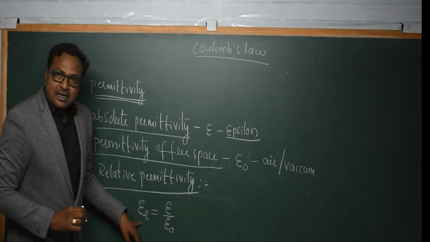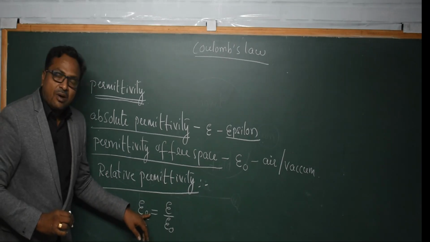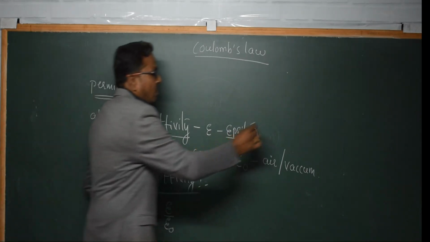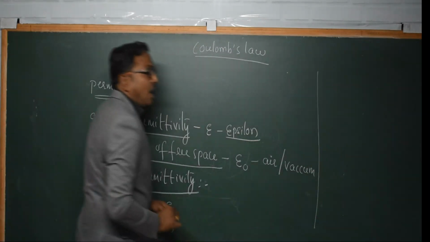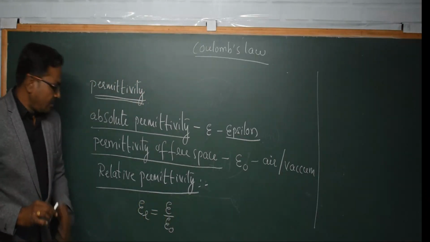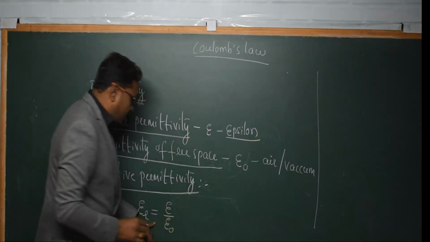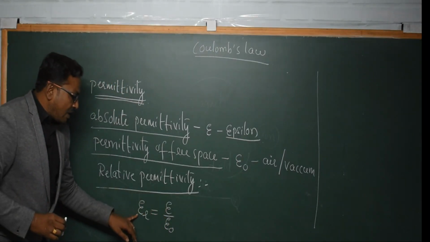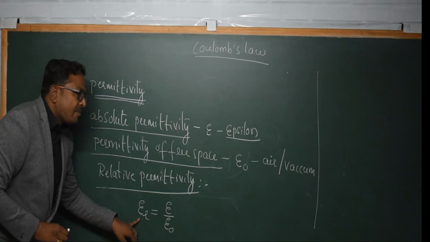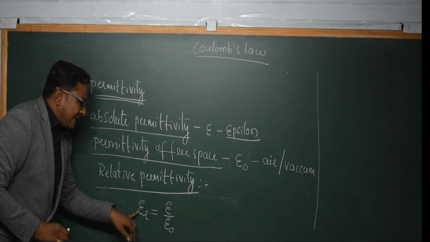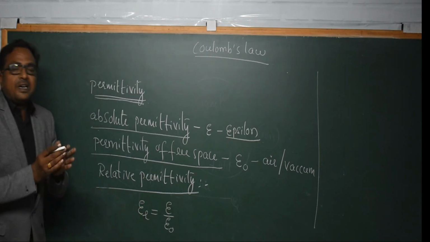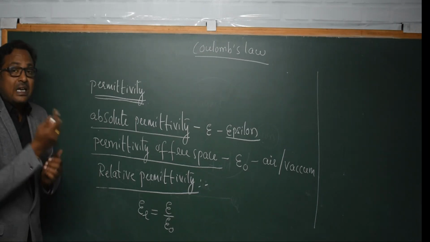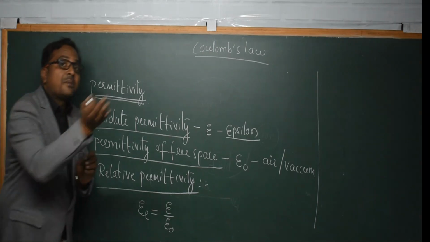It is defined as the ratio of absolute permittivity to the permittivity of free space. So it will tell how many times. Epsilon r is equal to epsilon divided by epsilon naught. This epsilon r, we have named as relative permittivity. As I told, it is the factor by which the electric field between the charges is decreased relative to the vacuum. So how many times the field will be decreased if any other material is placed.